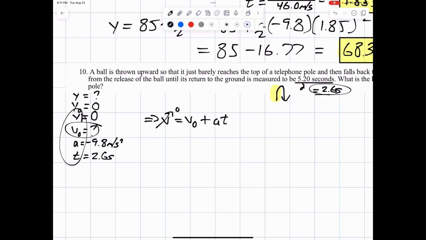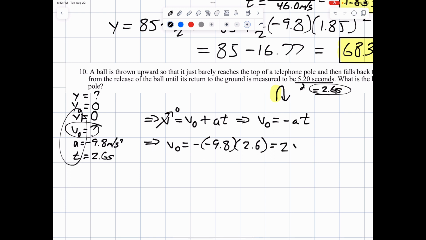Now what I'm going to do is subtract V naught. Or actually, let's subtract AT. So V naught is going to be equal to negative AT. So V naught is going to be equal to negative, and then A itself is negative, so negative 9.8 times T, which is 2.6. That means we're going 9.8 times 2.6, and we're looking at a launch speed of about 25.5 meters per second. Now that's not the answer, but we need it though.